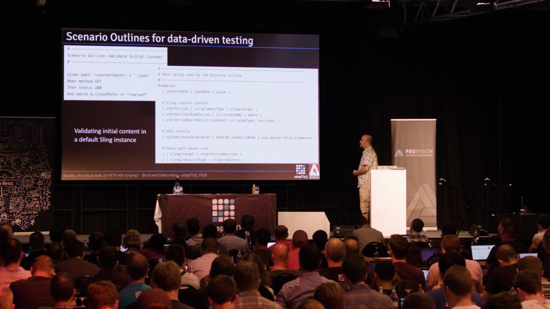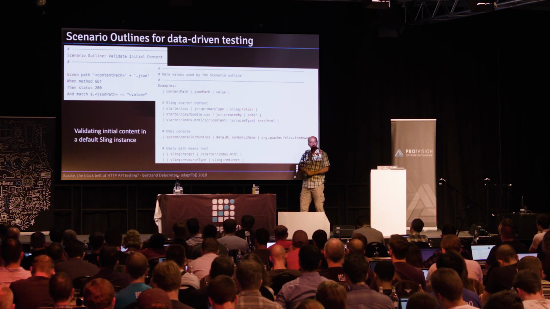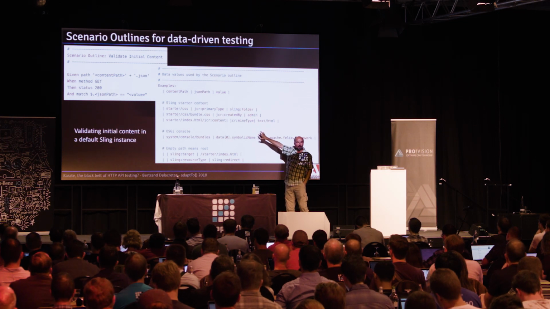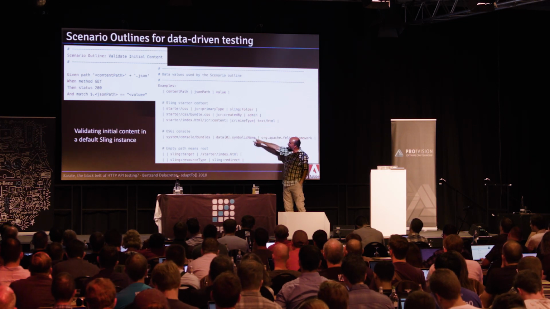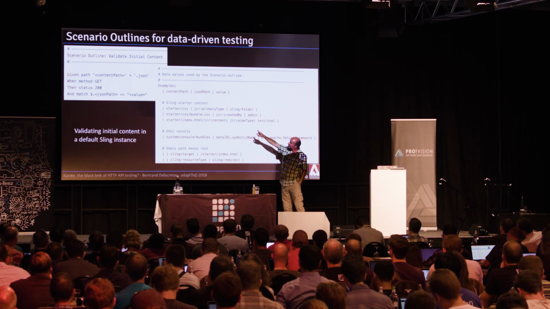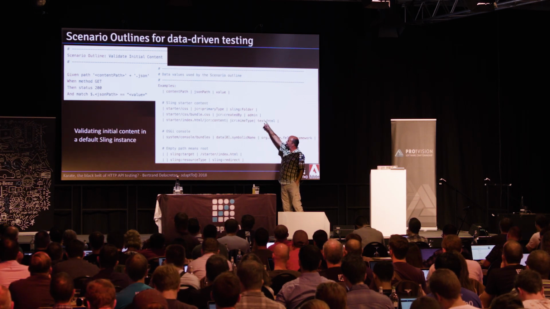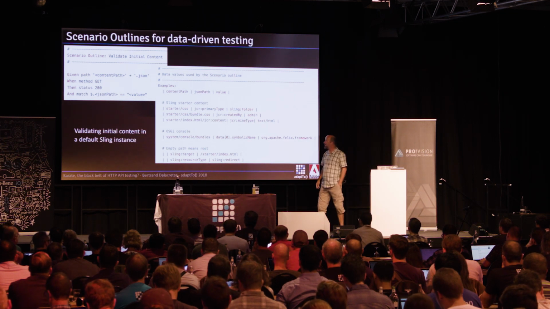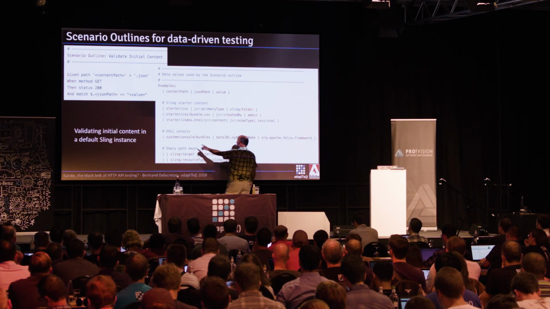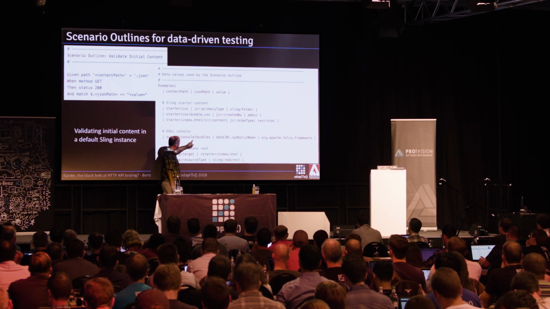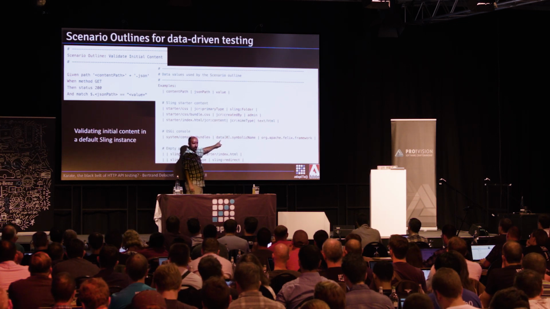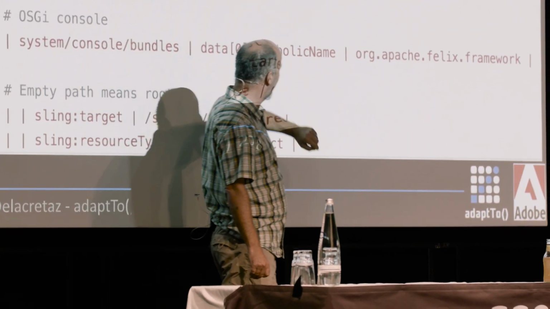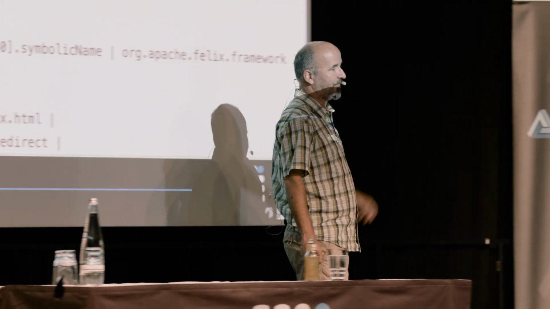Another thing that I didn't show is this initial content test that we skipped before. It shows how you can use data-driven testing in Karate. Here I have a table of values with 3 columns: content path, JSON path, value. I'm using this to test that the Sling instance has the correct initial content. So for example, testing that at system/console/bundles, I get a JSON object, and the data is an array. The first element's dot symbolic name is org.apache.felix.framework.